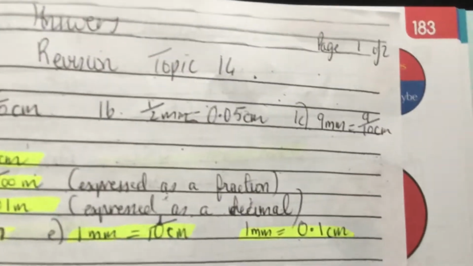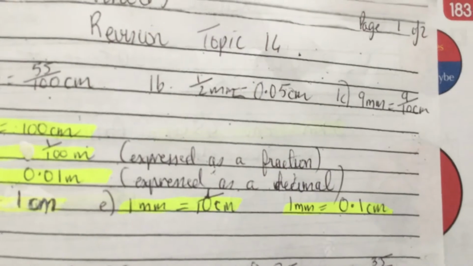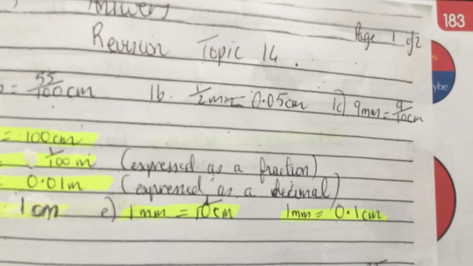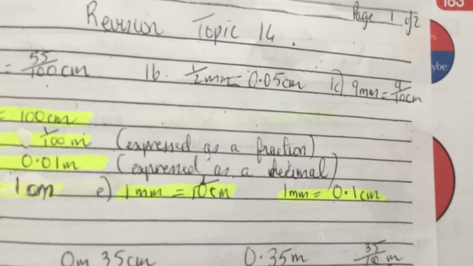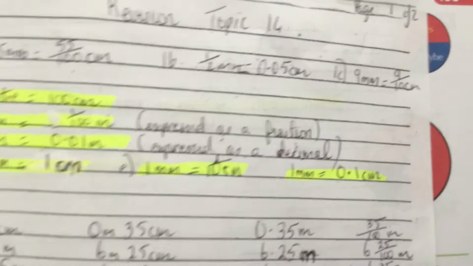Then 9 millimetres is 9/10 of a centimetre because 10 millimetres is 1 centimetre, which is 10 out of 10, 10/10 of a centimetre. 10 over 10 is 1. 5 over 5 is 1. 1 million over 1 million is 1, and so forth.